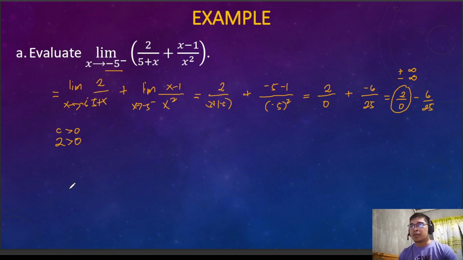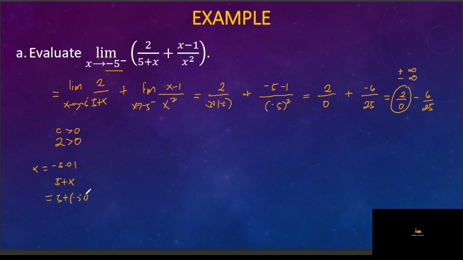Now let us check our denominator. So here we got what? 5 plus x from the first term. And then, take note, we have negative 5 from the left, so that is less than negative 5. So our x will be equal to negative 5.01. Right? That is less than negative 5. So we have 5 plus negative 5.01, so the answer is negative 0.01.